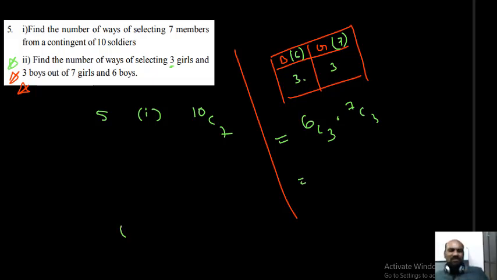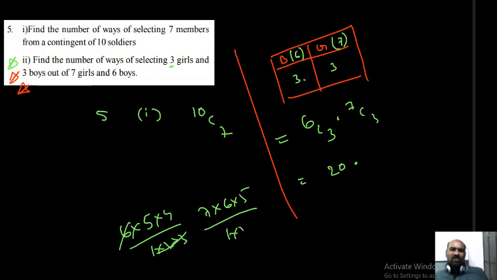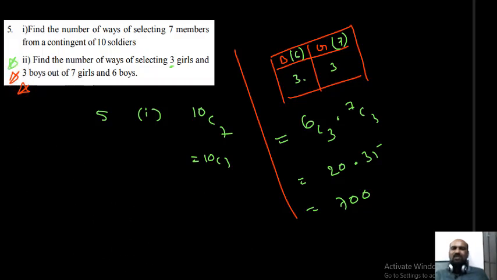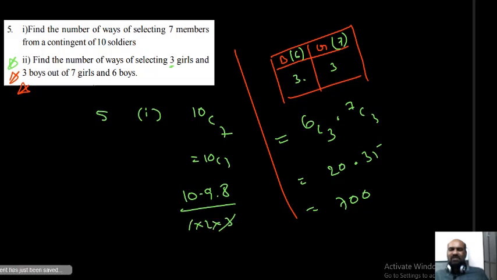Okay, you can find its value also. 6 into 5 into 4 by 1 into 2 into 3, so 20, into 7C3, which is 7 into 6 into 5 by 1 into 2 into 3. Cancel, 35. 35 twos are 70, the value is 700. 700 ways you can select. Okay, so what is the value of this actually? 10C3 I can say. 10C7 and 10C3 are both the same. 10C3 means 10 into 9 into 8 by 1 into 2 into 3. 3 ones are 3, 3 threes are 9; 2 ones are 2, 4 twos are 8; 4 twelves, 120. So that is equal to 120.